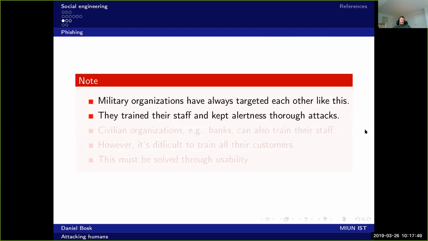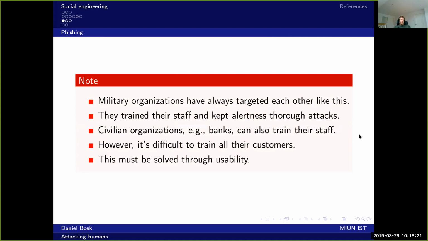Now, military organizations have always targeted each other like this. So they train their staff and they keep alertness through constant attacks. And if the military organizations of other nation states didn't attack them, then they could do attacks themselves. Civilian organizations like banks can also train their staff like this.